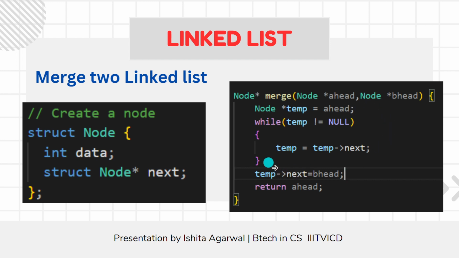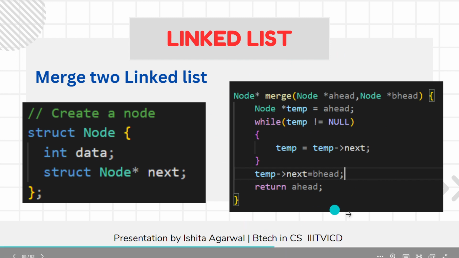Now at this point it will reach the end of the A head linked list. So now we are initializing temp next to the B head. Now the two linked lists will be merged, and at last we are returning the A head pointer with the two linked lists merged together. So this was a basic simple operation.